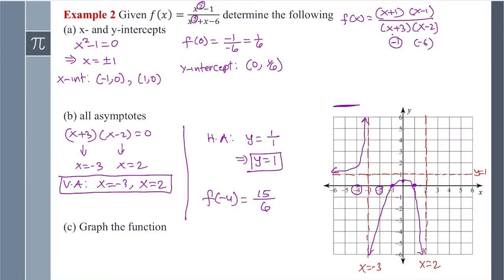Now similarly, let's take 3 and plug it into our function. So if we do f of 3, we get 3 plus 1, which is 4, times 3 minus 1, which is 2, divided by 3 plus 3, which is 6, and then 3 minus 2, which is 1. We get 8 over 6 here, which means the function is still above the x-axis. So right here.